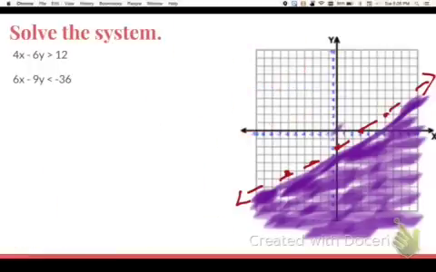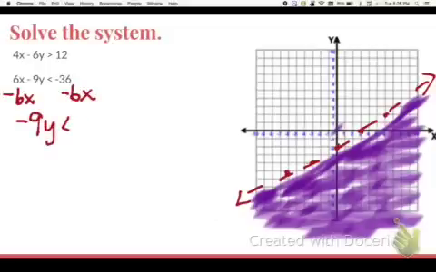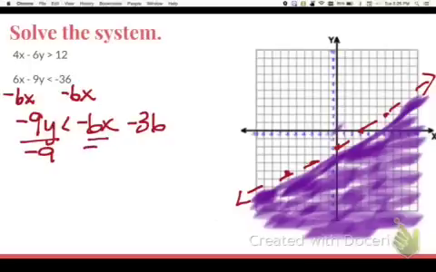All right, ladies and gentlemen, I just had to clear off my workspace so I can get started with the second inequality. So the second inequality is 6x minus 9y is less than negative 36. I'm going to go ahead and subtract 6x on both sides. I'm going to get negative 9y is less than negative 6x minus 36. I'll divide both sides by negative 9.